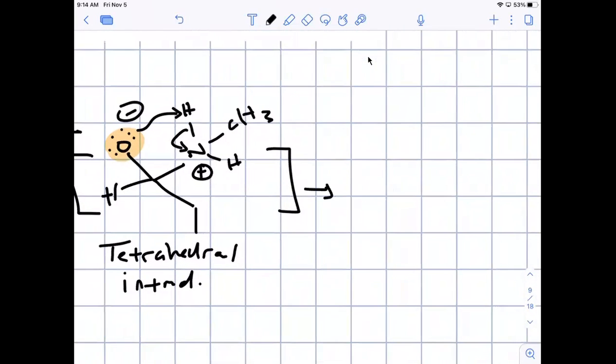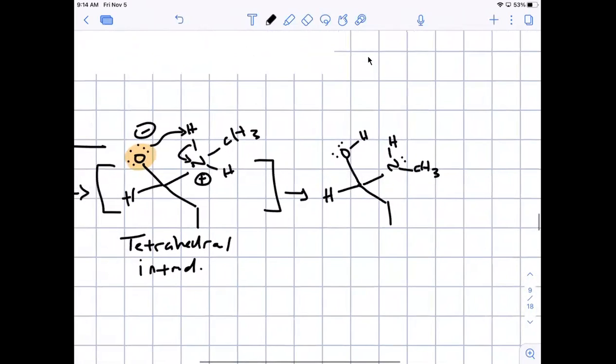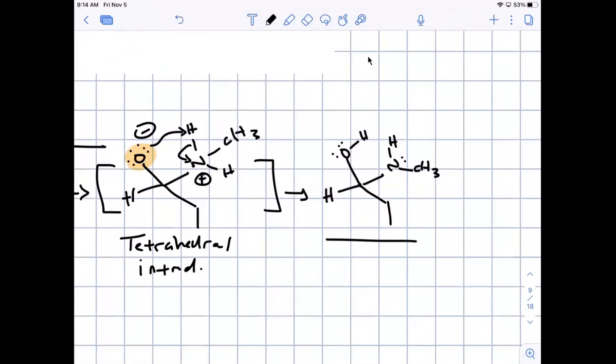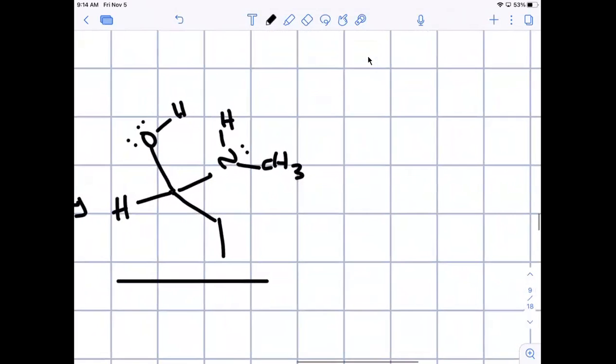And that's going to get me to another intermediate, which looks like this, with an OH. So you do that first proton transfer to get here. And then can I do another one? Do I have another hydrogen that I can pull off? Yes, I do. I can just do that again.